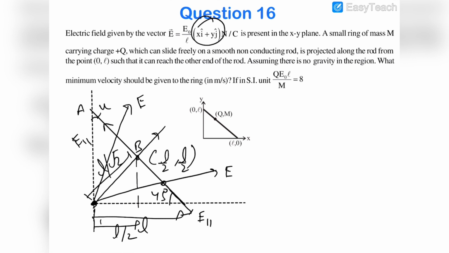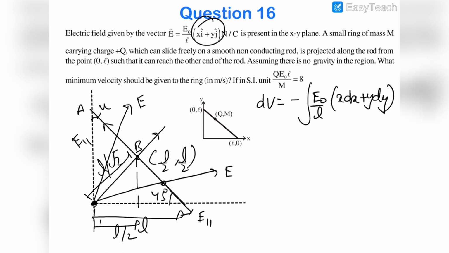Okay, now let us find out the potential difference between these 2 points. We know that dV is equal to minus E dot dr. So dV is equal to minus the integration of E naught by L into (x dx plus y dy), and the integration limit would be from VA to VB. dV is the final potential minus the initial potential. We can also predict that when we are going from A to B, we are going against the electric field, so the potential will increase.